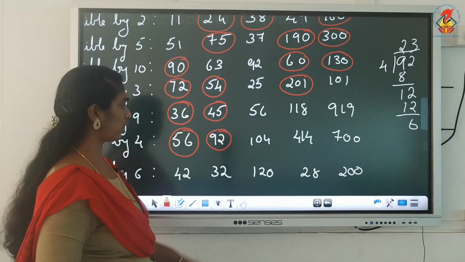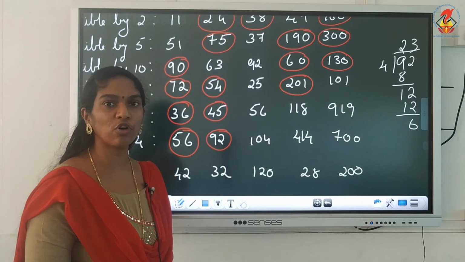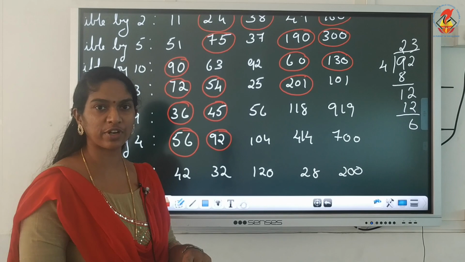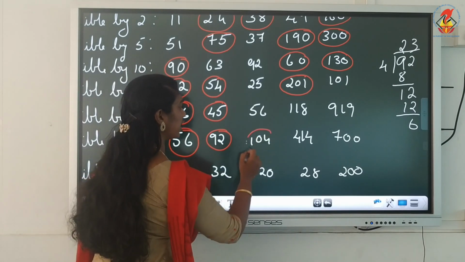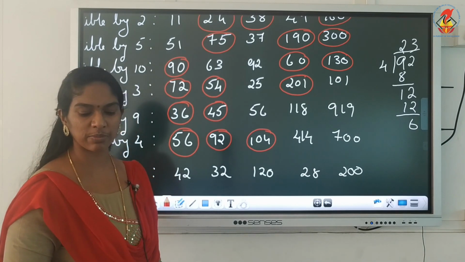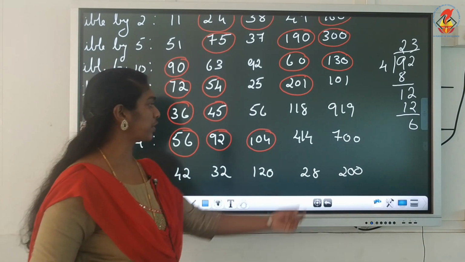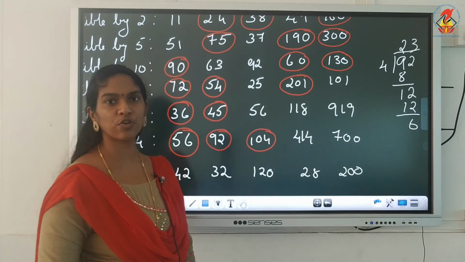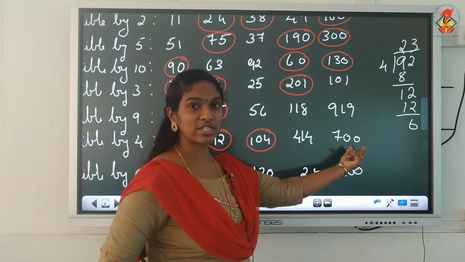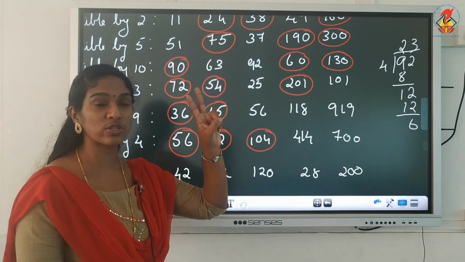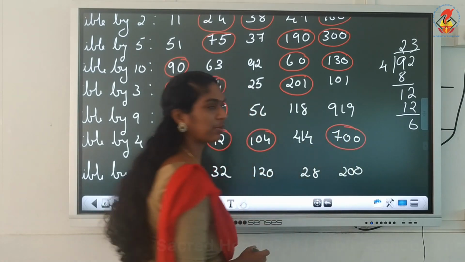Okay. Now coming to a 3-digit number. Take the last 2 digits. 0 4. 0 4 means what? 4 itself, right? 4 is there in 4's table. Yes. So I can say 104 is also divisible by 4. Now take here 14. Is 14 coming in 4's table? No. Here, what is the condition? The last 2 digits, if it's 0 0, it is divisible by 4. So this is also divisible by 4.